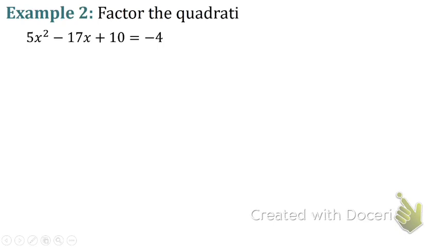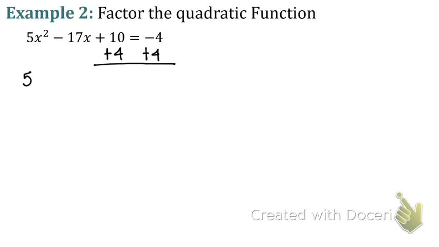Now in example 2, we're going to factor this quadratic function. I do not know why function is capitalized. Remember though, our equation must equal 0 before we begin. So to do that, first I'm going to switch to the pencil, but I'm going to add 4 to both sides. Now, 4 does not have an x with it. It's a plain constant, so I added it to its like term, which was 10. So 5x squared minus 17x plus 14 equals 0.